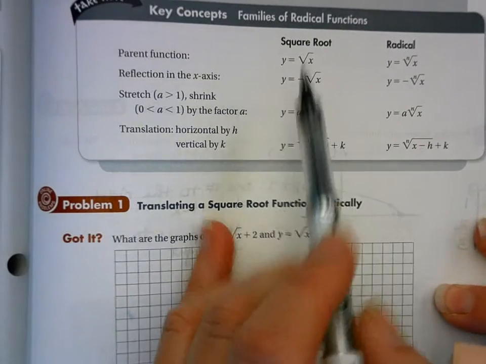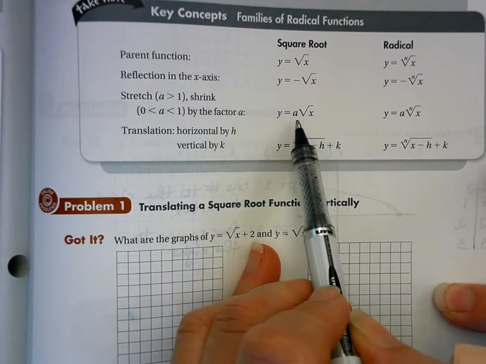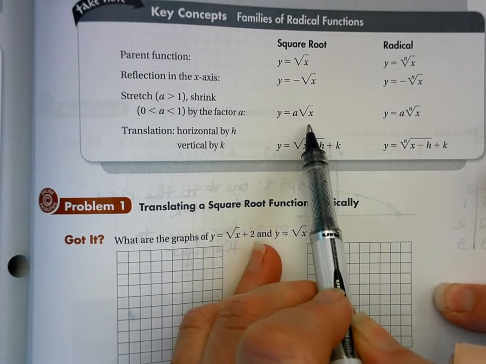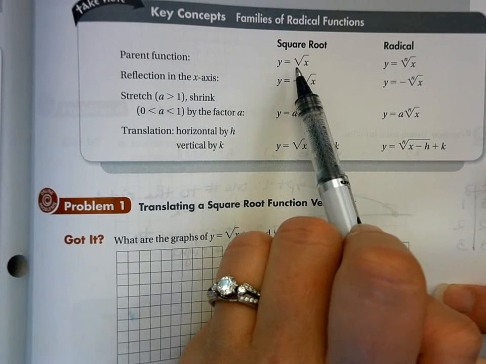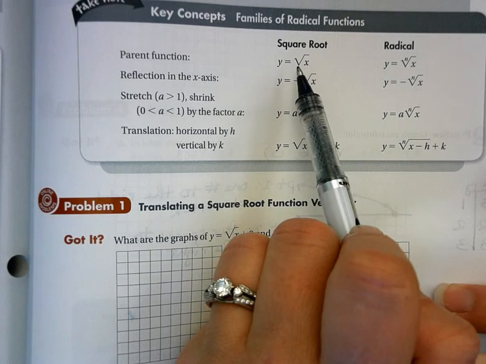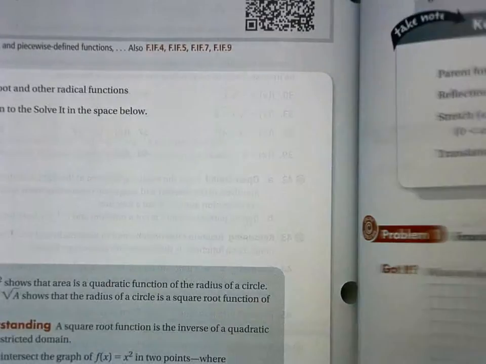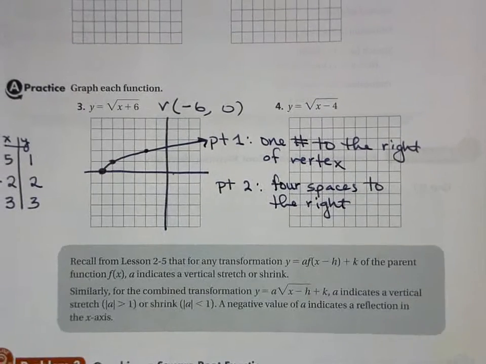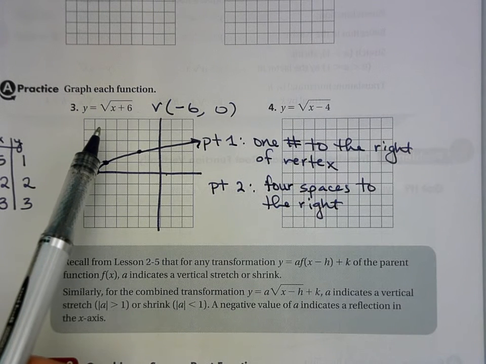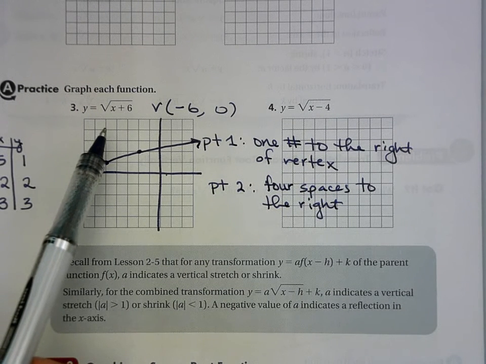So on this box right here, remember our stretches are A, so A is the number in front of the square root. And if there's not a number, Madison, what can we say it is? We can say it's 1. Okay, good job. So if I look back to this problem here, what is my stretch on this problem? 1, right? Because there's nothing in front of the square root.